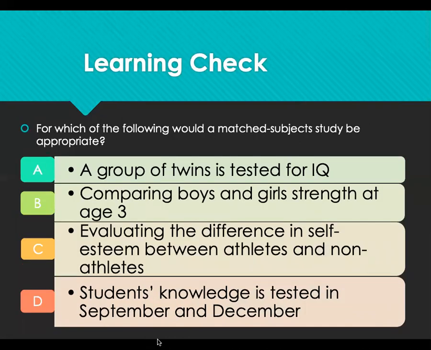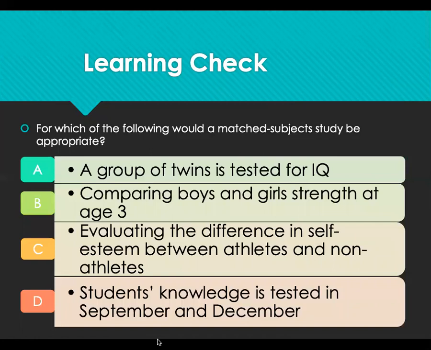All right, for which of the following would a matched subjects study be appropriate? And remember that matched subjects is the sort of hybrid, right? Where you're not using the exact same participants twice, but you're matching the pairs of participants in some important way. So they're not entirely different, but they're not the same. And so you have the same choices as in the previous question. Which one do you think would be most appropriate for a matched subjects study?